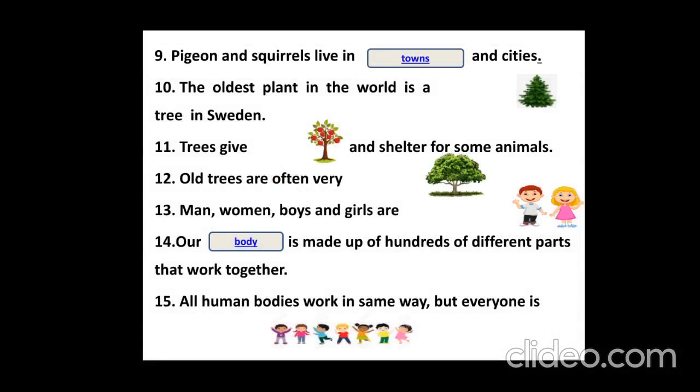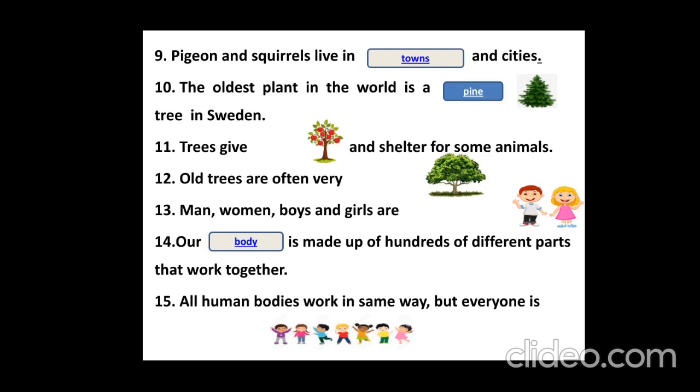Now, question number 10. The oldest plant in the world is a pine tree. So, this plant is found in Sweden. And why is it the oldest plant? Because the roots of this plant are very old. It's more than 9,000 years old. You are 7 years old or maybe 8, but this plant is more than 9,000 years. It's very old. So the oldest plant in the world is a pine tree in a place called Sweden.